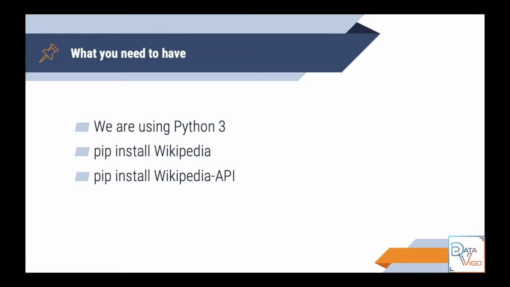What do you need to have? First of all, you need to use Python 3, so you need to make sure that this is installed on your machine. And then you need to type the following two commands on your terminal. So if you're on Mac, then you press Command and space bar, and you find a terminal, and in your terminal you type pip install wikipedia, as well as the second command that you find here, pip install Wikipedia-API. So these are the two APIs that we're going to use.